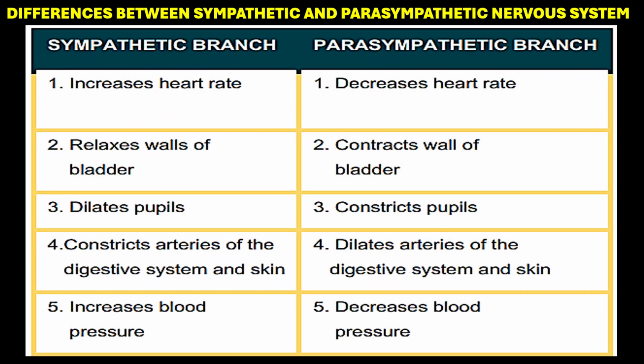So, what are the differences between the sympathetic and the parasympathetic branch of the nervous system? You can tell here that the sympathetic branch increases heart rate, but the parasympathetic branch decreases heart rate. The sympathetic branch relaxes the walls of the bladder. The parasympathetic contracts the walls. The sympathetic dilates pupils. The parasympathetic constricts pupils. The sympathetic branch constricts arteries of the digestive system and the skin, while the parasympathetic dilates arteries of the digestive system. Then the sympathetic branch increases blood pressure, and the parasympathetic decreases blood pressure.